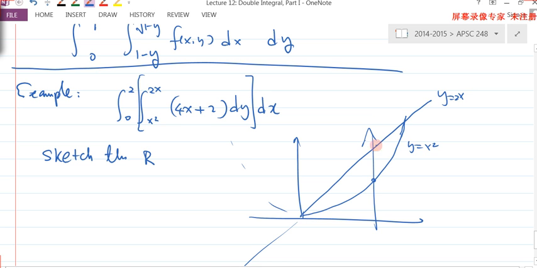Then you sweep this line across the shadow, and you get the limits 0 to 2. Now 0 happens to be the intersection of the two curves, that's fine. The question is, is that 2 the intersection between the two curves? If you solve these two together, you'll see that it is 2 here, right? So basically the region R you're looking at is this.